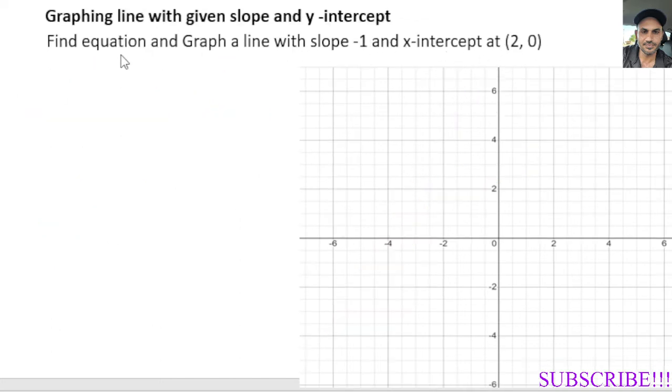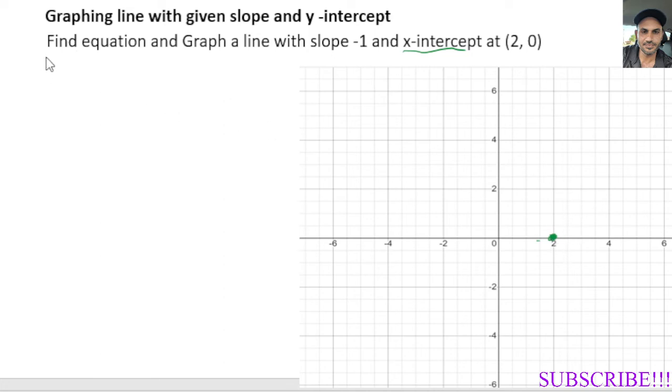Okay. Same thing, we want to find the equation and graph a line with slope -1 and x-intercept at (2, 0). So the x-intercept means the graph is crossing the x-axis at this particular point. The y value is 0 along this x-axis. So for this particular line, the x-intercept is (2, 0). So we are around here. This is the x-intercept point.